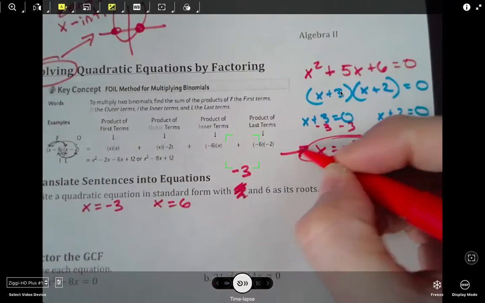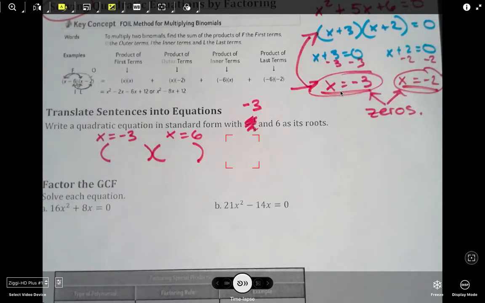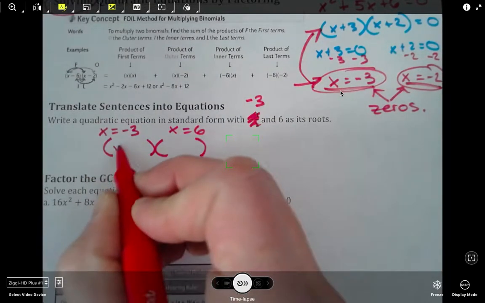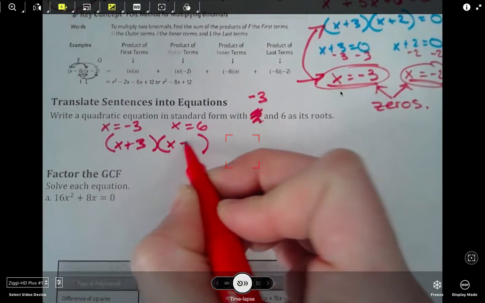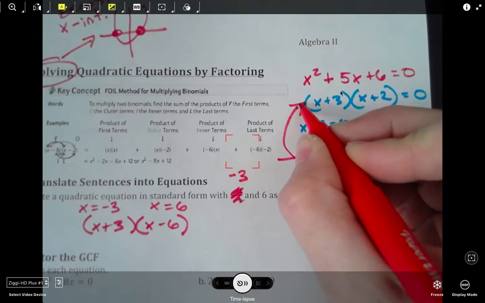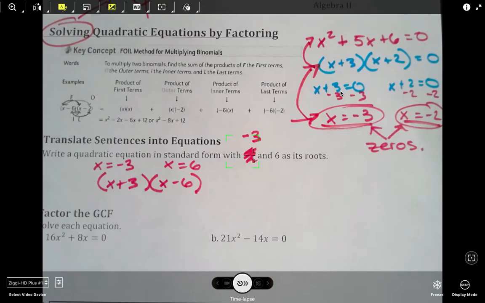Now, I want to get to this step right here where it's in parentheses. Going from x equals negative 3 up to here in the parentheses, what happens? If x equals negative 3, then in parentheses it's actually x plus 3, because when you set it equal to 0 it becomes the opposite sign. The other one is x minus 6, exactly. Now, how do I get from this step to this one? Just multiply it through.